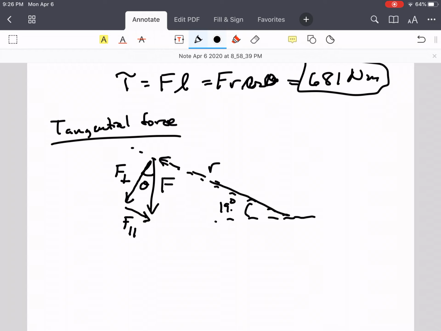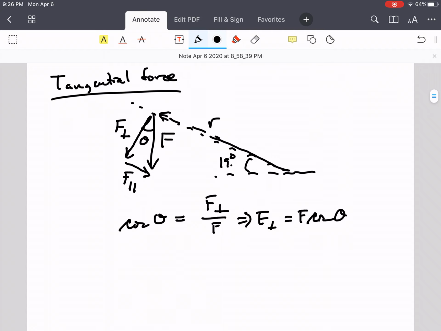And then again, I just have to do some trig. So again, cosine of that angle theta is F perpendicular over F. That means F perpendicular is F cosine theta. And lo and behold, when I plug that into my formula, torque is equal to F perpendicular times R. That's F R cosine theta, which is the same thing I had before. So again, I get 681 newton meters.